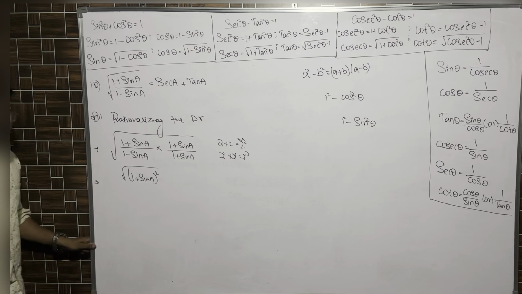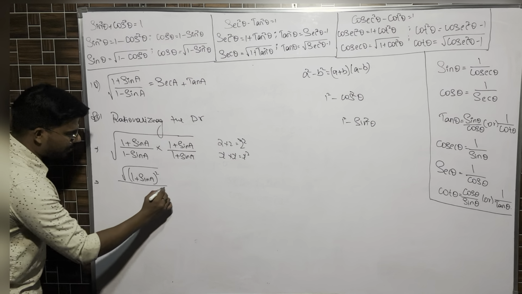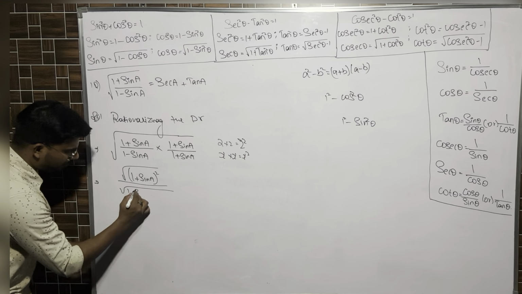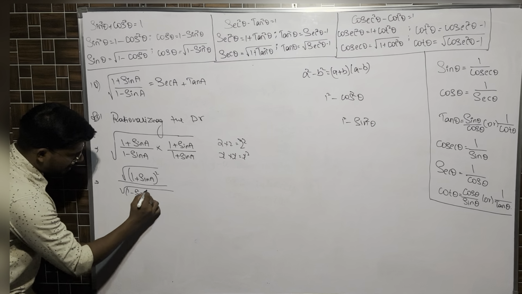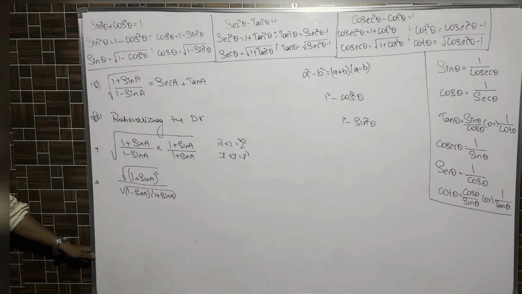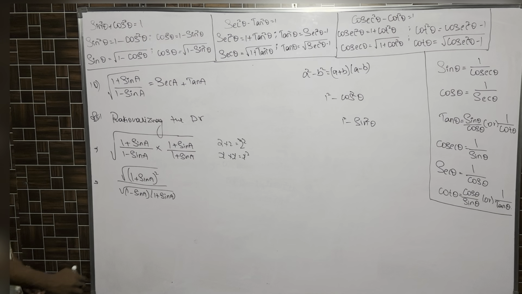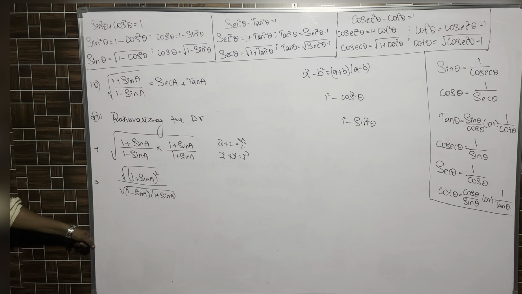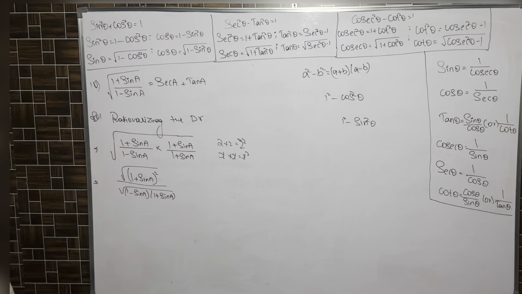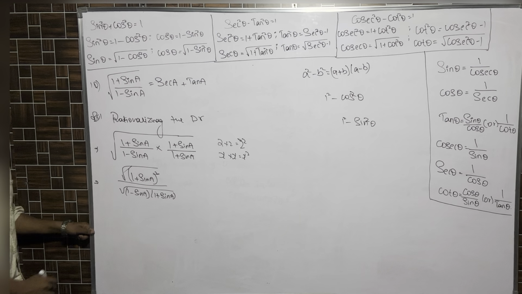Put it under root. I am splitting the root for both the terms. Divided by 1 minus sine A into 1 plus sine A. What is it looking like? A plus B into A minus B, or A minus B into A plus B. Both mean the same. Its formula is A square minus B square. What's the value of A? 1. What's the value of B? Sine. Right. I can cancel the square and root in the numerator.